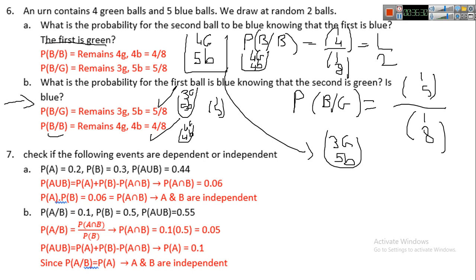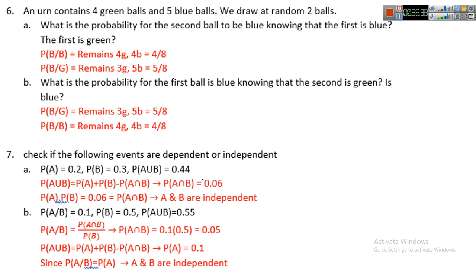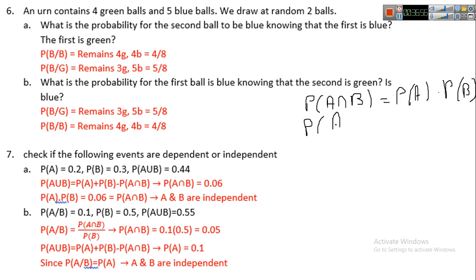Okay. Check if the following events are dependent or independent. So for dependent and independent events, guys, either P of A intersection B is P of A times P of B, or P of A knowing B, if you have conditional probability, will be equal to P of A. If you have one of these two, it's correct and the events are independent. Here you have P of A, P of B, and P of A union B. To be independent, you need to find P of A intersecting B.